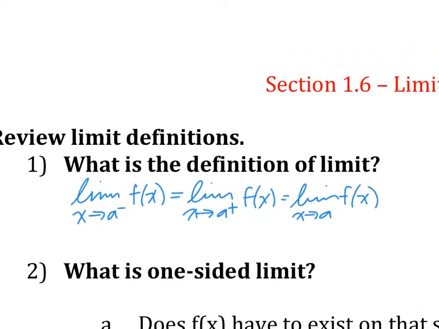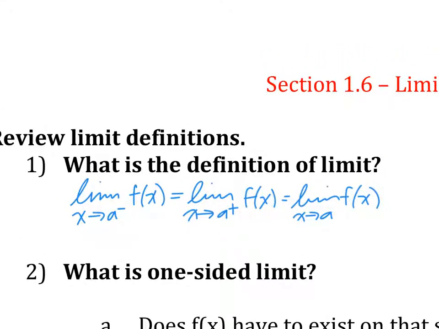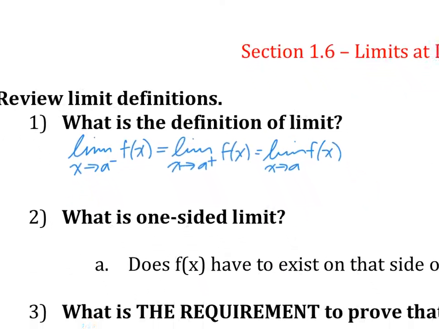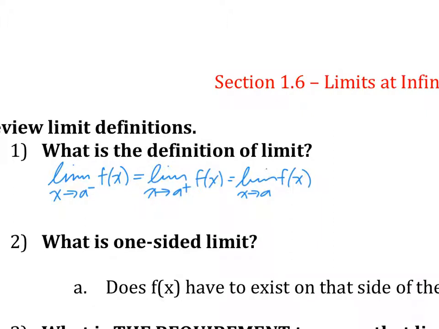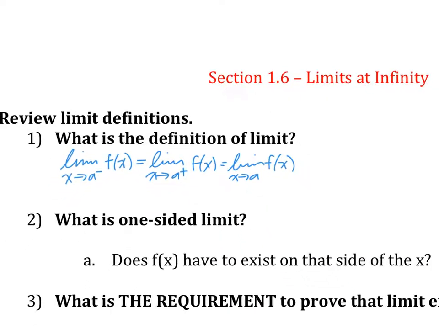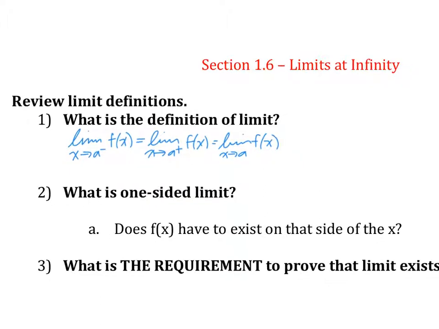Second, what does one-sided limit mean? Coming from one side, negative side or positive side. Does f of x have to exist on that side of x? It doesn't have to exist. It could be an infinite limit, I guess, for a one-sided limit. That's okay.